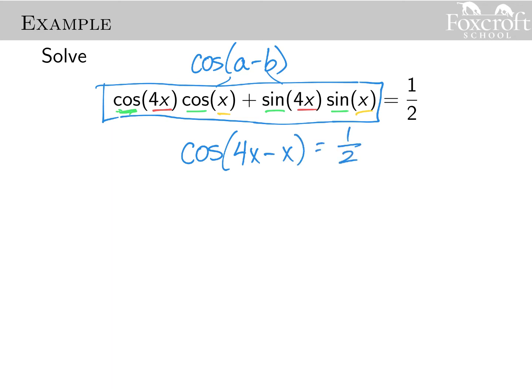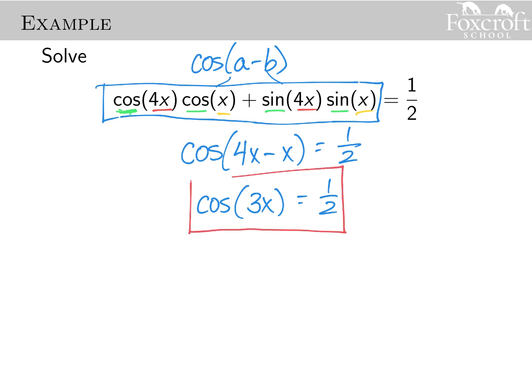And I can simplify inside the parentheses pretty nicely. I just get cosine of 3x equals 1/2. So using my sum and difference identities, I can simplify that left-hand side to something much simpler looking, especially when it comes to solving. Because if I look at this equation, this is exactly learning objective 1.12.